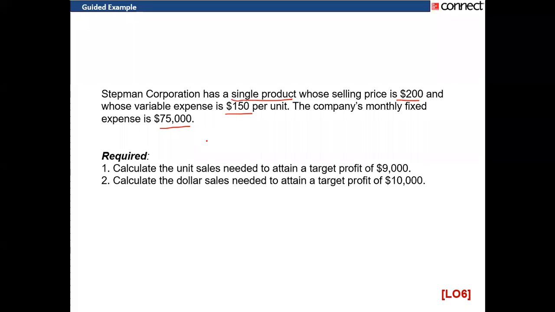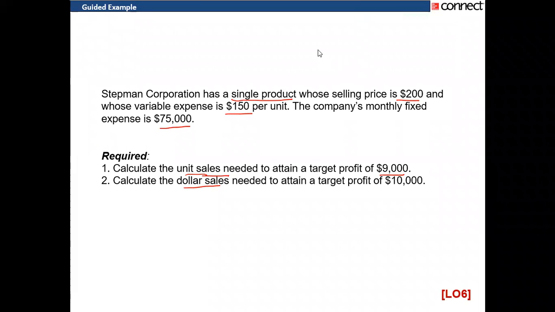What are the requirements? We are required to calculate the unit sales needed to attain a target profit of $9,000. This is requirement number one. And requirement number two is to calculate the dollar sales needed to attain a target profit of $10,000. So it is a similar kind of problem, but the target profit is different, and the way of your calculation will be a little bit different for each requirement. Here we need to find out the unit sales. Here we need to find out the dollar sales.